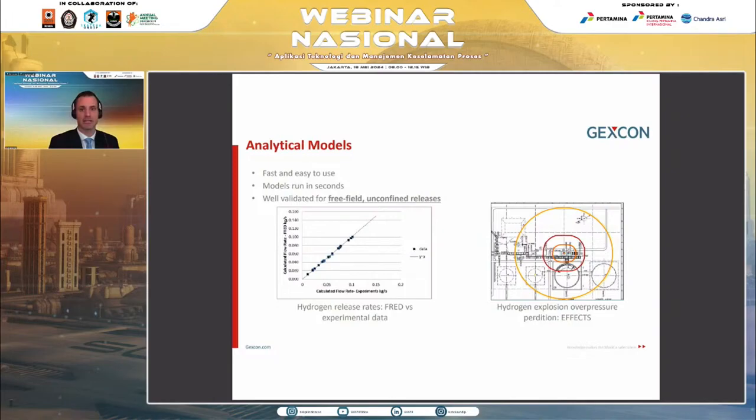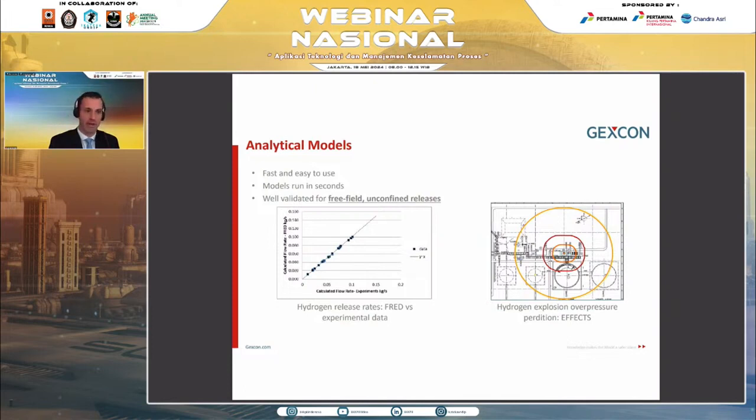Similarly, with the image on the right, which shows a bit more of an extreme example, but shows how much an obstacle can impact dispersion, which would not be able to be captured in an analytical model, where it can if we're using CFD.